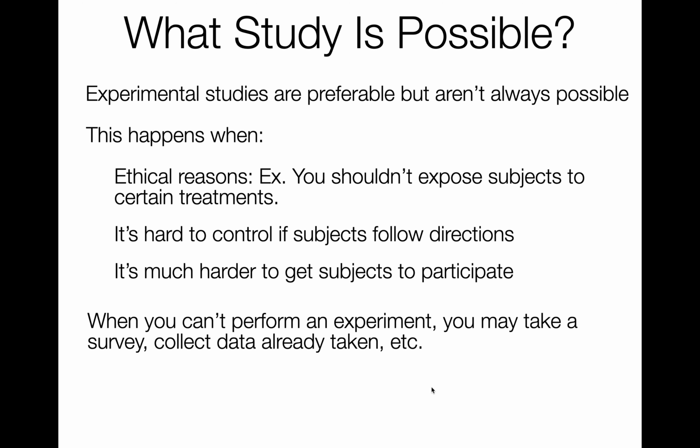When you can't perform an experiment, you may just take a survey. You can collect data that's already been taken, so you can take it from somewhere else, and still answer your question. So I may not be able to take new data on this new thing that I think is effective, but there may be studies that have been done previously that already have data that can still inform my decision.